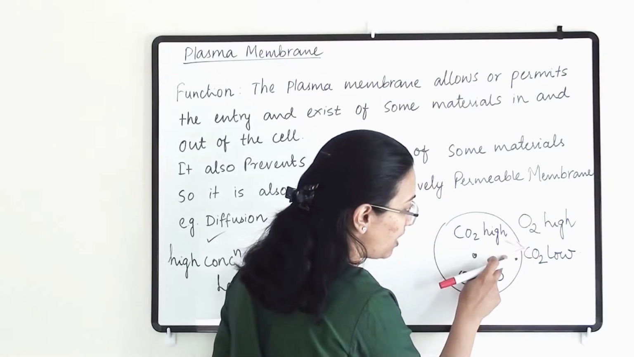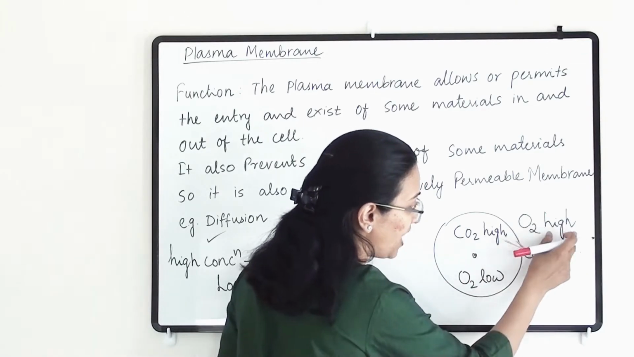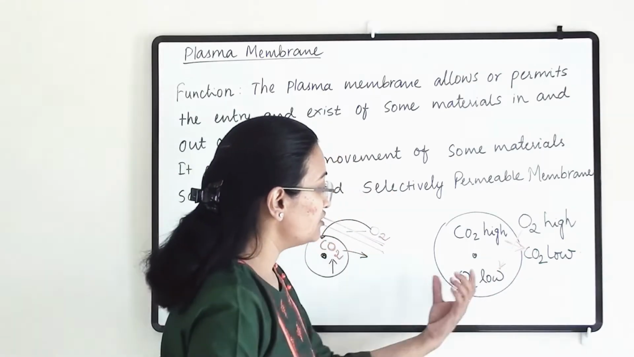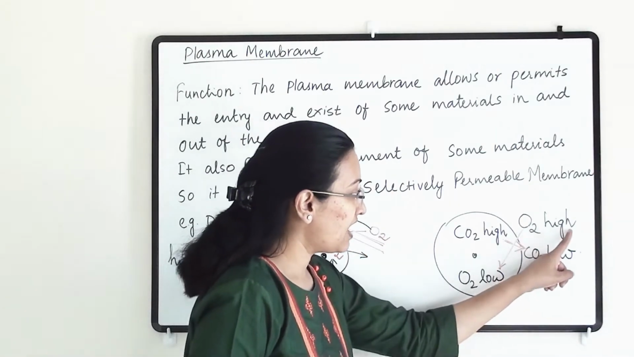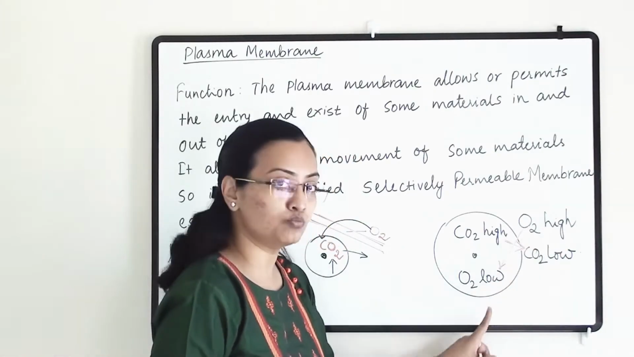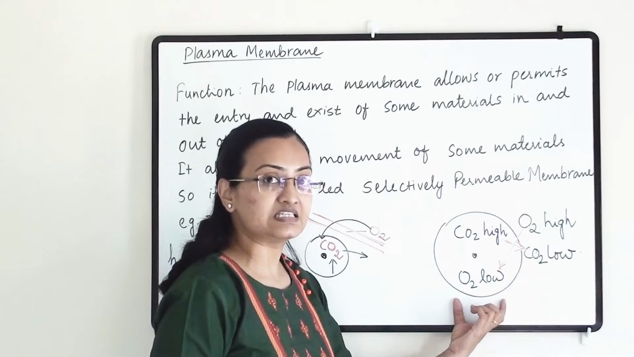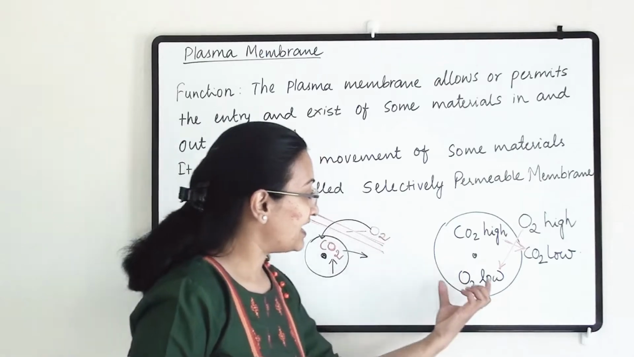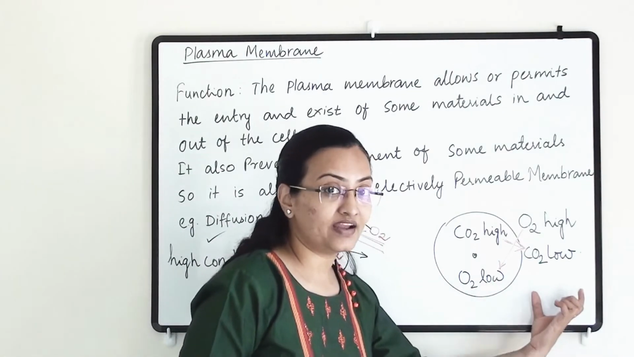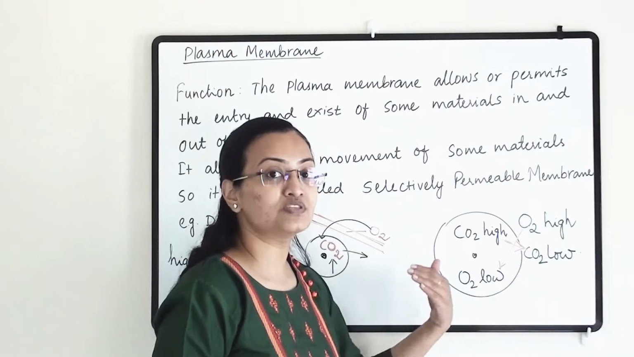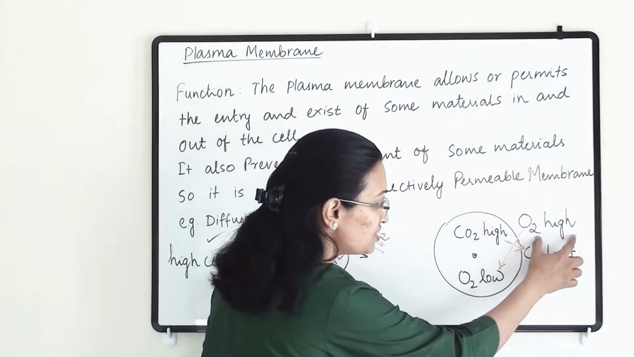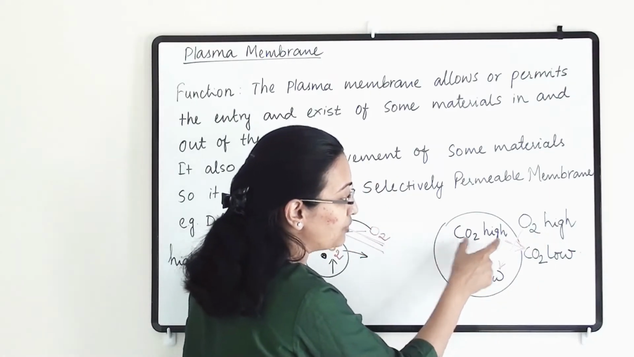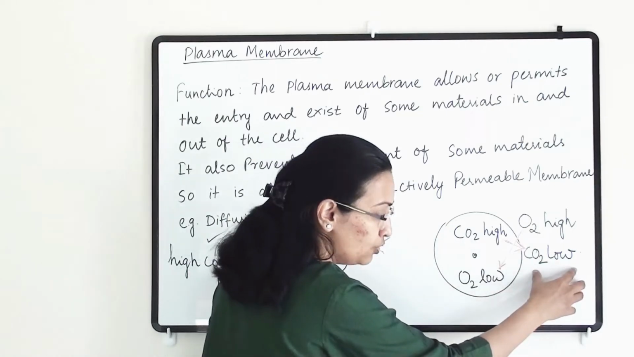Carbon dioxide will go out and oxygen will come in from high concentration. Diffusion is a process where material moves from high concentration to low concentration. This is permitted by the plasma membrane, because carbon dioxide has to go out and oxygen needs to come in to perform certain functions. So oxygen will come in from high concentration to low concentration, and carbon dioxide will go out from high concentration to low concentration.